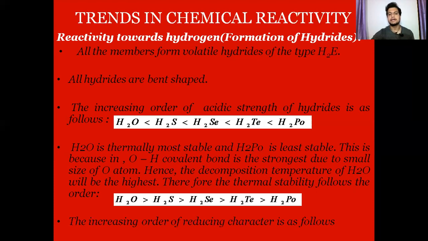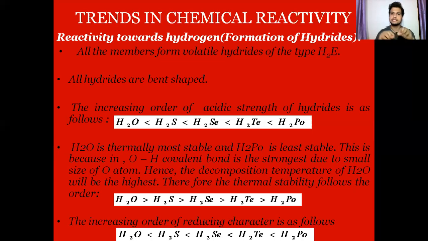And finally, coming to the reducing character. Again, the same discussion. Whenever you move down the group, it is very easy for the bond to break. When the bond decomposes, it will easily furnish hydrogen. When a system furnishes hydrogen easily, obviously it will be a better reducing agent. H2O, since it is thermally very stable, will not break easily. Bond length is very short, so bond dissociation energy is very high, so it will not furnish the hydrogen atom easily. As a result, H2O will have a very poor reducing character, whereas H2Po will have a very high reducing character. So it will increase down the group.